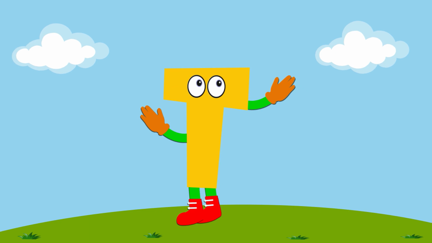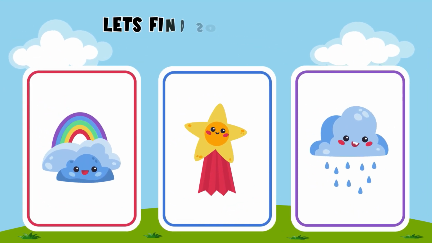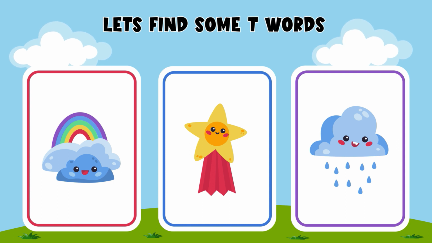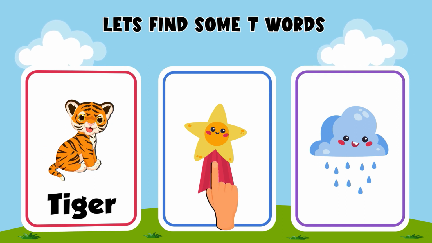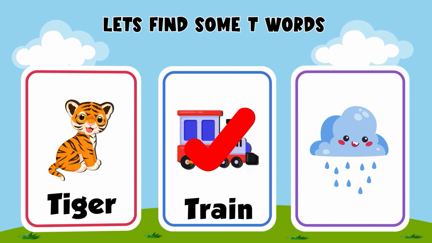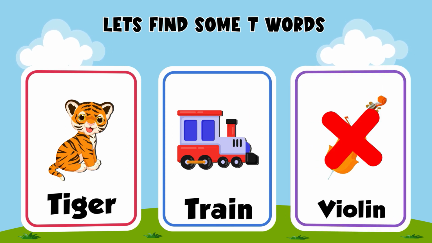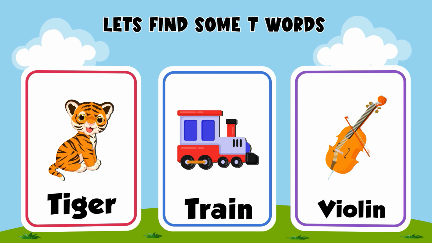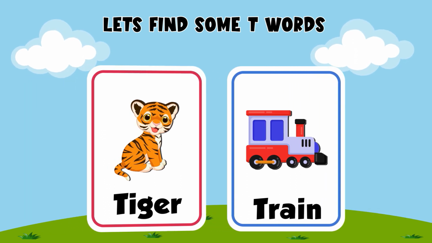This is alphabet T. Let's find some T words. Tiger, train, violin. T, tiger. T, train.